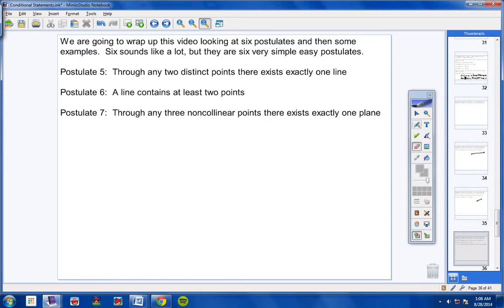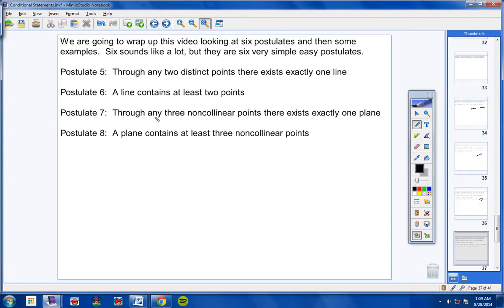If your 3 points are not on a straight line like this, then only one plane can pass through all 3 of those points. Only one plane. And that's what this is saying. Through any 3 non-collinear points, there exists exactly one plane.